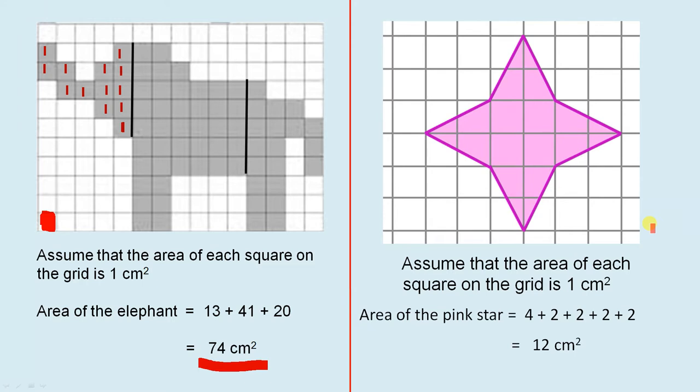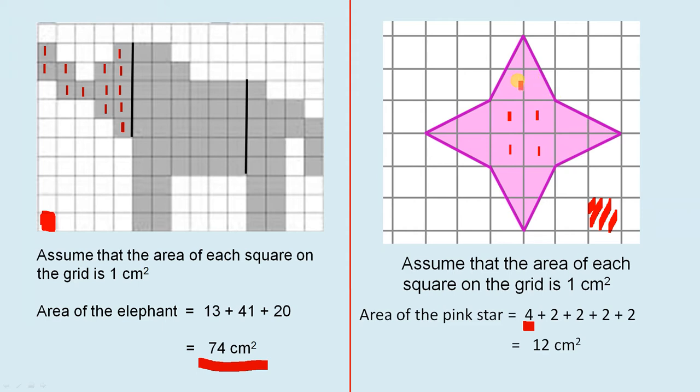Assume that the area of each square on the grid is 1 square centimetre. Same as before. There's our 1 square centimetre there. The area of the pink star. Okay, let's count the whole ones first. 1, 2, 3, 4. That represents that 4 there. Now we've got 2 plus 2 plus 2 plus 2.